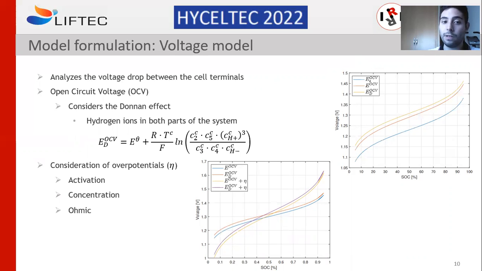Another important fact is that our electrochemical model considers the evolution of the hydrogen ions in both parts of the system. It is possible to introduce the Donnan effect into the Nernst equation, as can be seen on the right figure. The inclusion of this effect is important because there is an important difference with the typical voltage profile in which the Donnan effect is not considered.